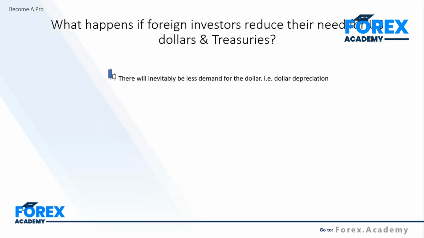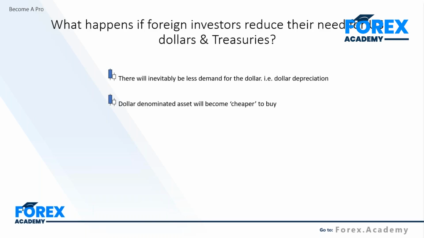So again, what happens if foreign investors reduce their need for US dollars and Treasuries? There will inevitably be less demand for the dollar. Okay, so they're reducing the amount. Let's say Ireland had 309 billion in Treasuries there in US Treasury. We bring that down to 200 billion. We sell 100 billion back into the market over the next 6 months. We don't want them. Okay, so we're effectively selling that back into the market, and that is going to create a level of dollar depreciation. Okay, selling dollars effectively as opposed to buying or creating demand for them.